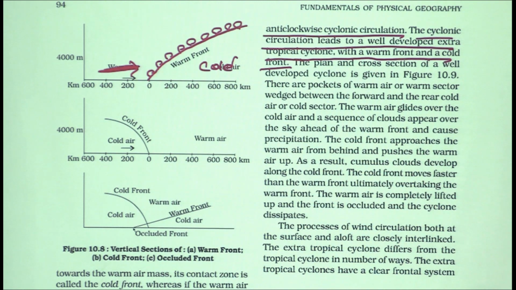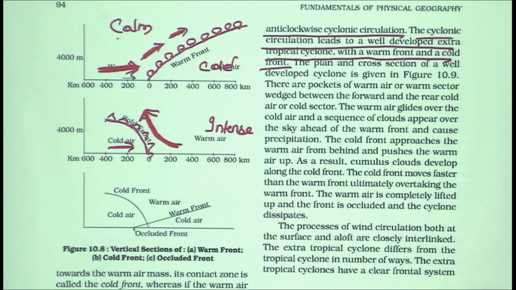Reason, warm will be gradually rising up. There is no hurry or rush that you will notice here. In comparison, the cold front is where cold is pushing up warm. So if I am using bolder arrow for warm, warm is being pushed up, and that is the reason cold front is comparatively steeper in its gradient. So it will have more intense weather compared to the calm weather. Precipitation will be applicable to both of them.